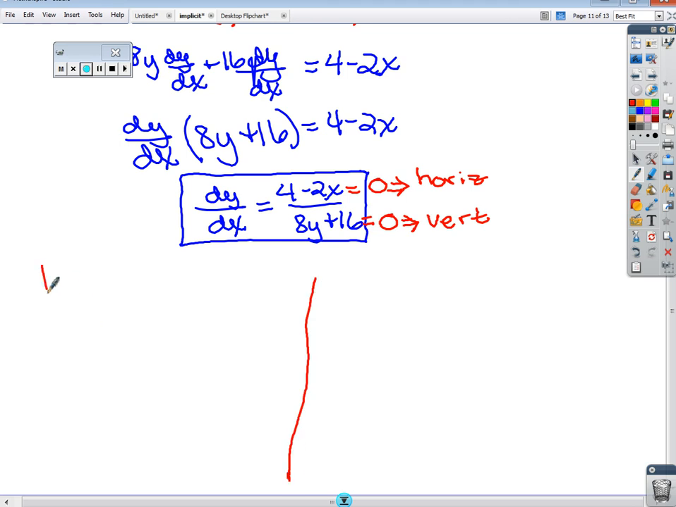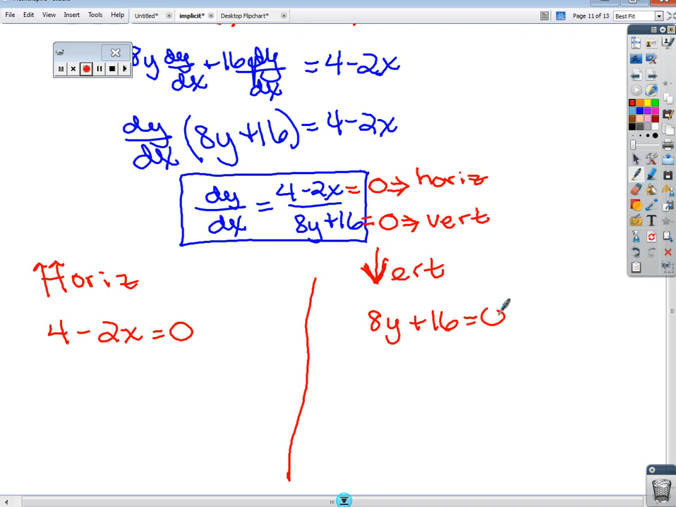On this side, I'm going to do the horizontal, and over here I'm going to do the vertical. So I'm going to take the numerator for horizontal, 4 minus 2x, set it equal to 0, and over here, for the vertical, I'm going to set the denominator equal to 0. So 8y plus 16 equals 0. I solve for x. 4 equals 2x. x equals 2.